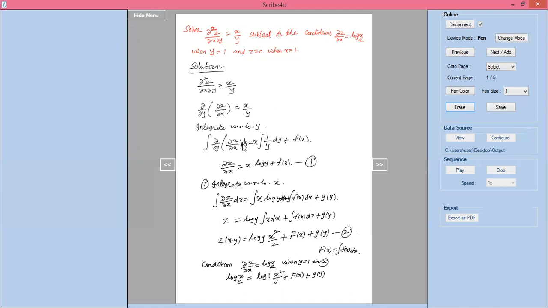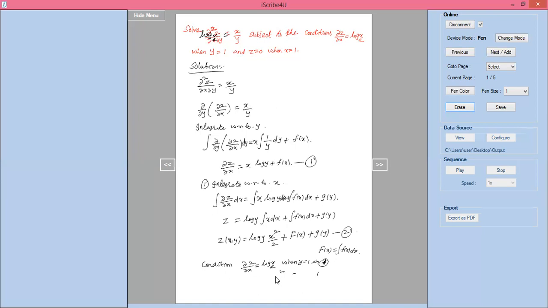Sorry. Here you should use log x base e. ∂z/∂y is nothing but, here see, just a minute. Here we have to use the condition in equation 1, not in equation 2. In equation 1 we have to use it. If you use it in equation 1, you will get ∂z/∂x is nothing but log x base e.